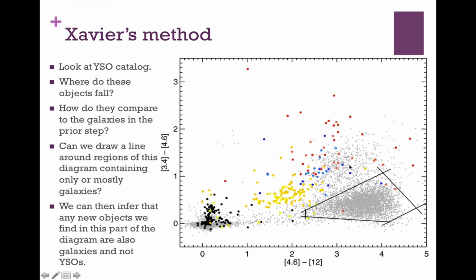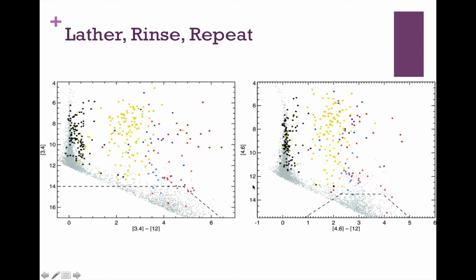Okay, now we're going to look at a catalog of known young stars. Where do those objects fall? How do they compare to where the galaxies were? Let's draw lines around a region of the diagram containing only, or at least mostly, galaxies, so that any new objects we find in this funny polygon here are also galaxies and not young stars. Keep doing it. Here's 3.4 versus 3.4 minus 12. We're going to block out this part as likely galaxies. 4.6 versus 4.6 minus 12. Let's block out this part as likely galaxies.